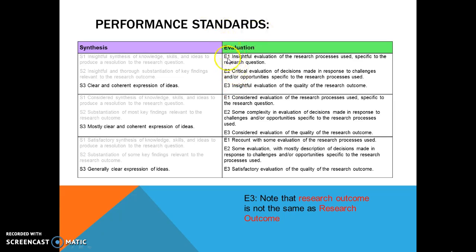I'm only going to focus today on E1, which is insightful evaluation of the research processes used specific to the research question. So this is at the A band. We're looking for insightful evaluation. At the B band, it's considered evaluation. At the C band, we're looking at some recount of evaluation of the research processes used. And you'll note again that in the B and the A, we're talking about specific to the research question. So this is what you should be aiming for up here. Okay.